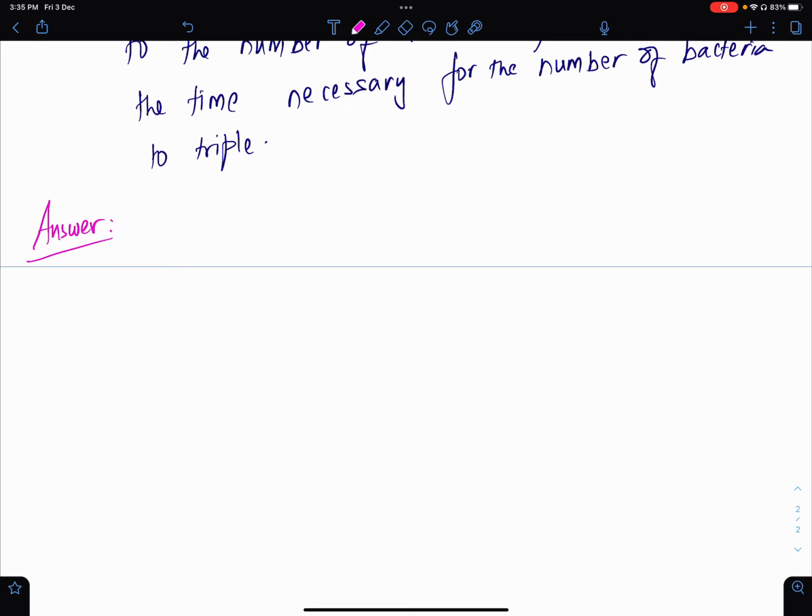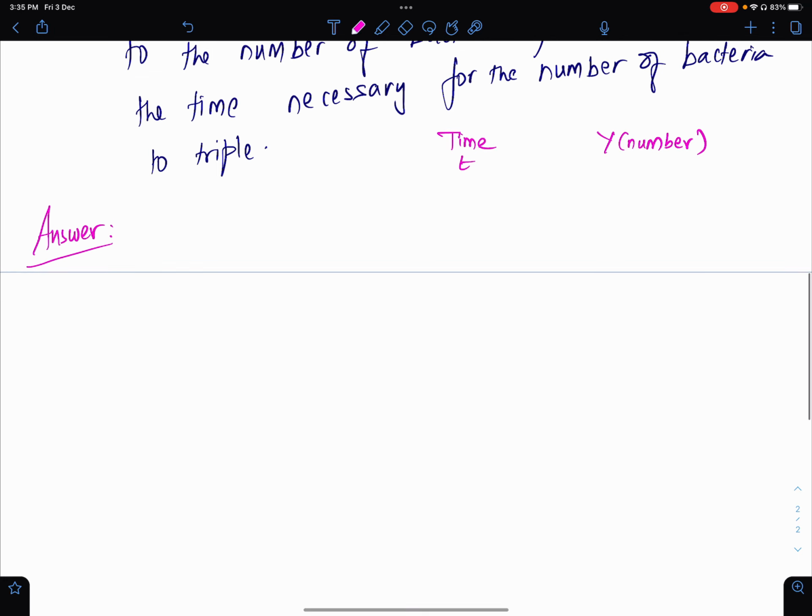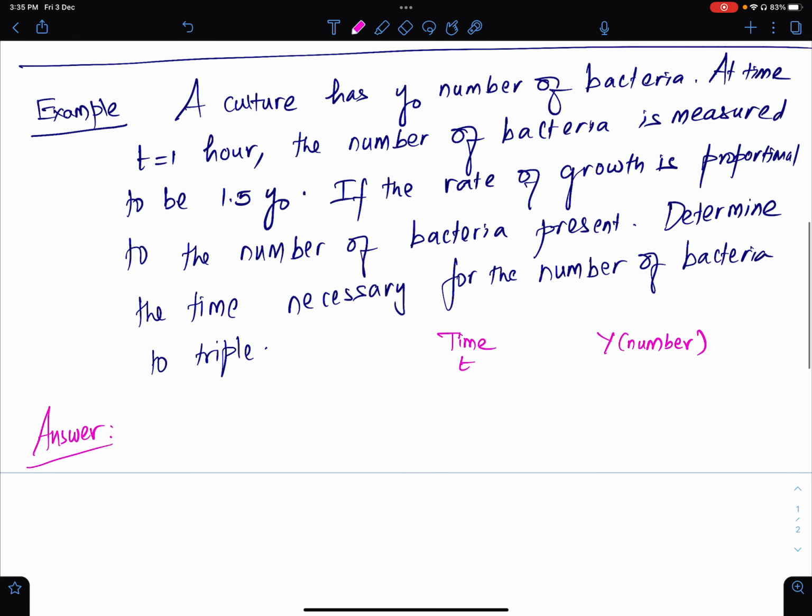So see here, even I can say this is time, and y denotes the number, so time t. So see the first sentence. A culture has y naught number of bacteria. Here they don't say anything.